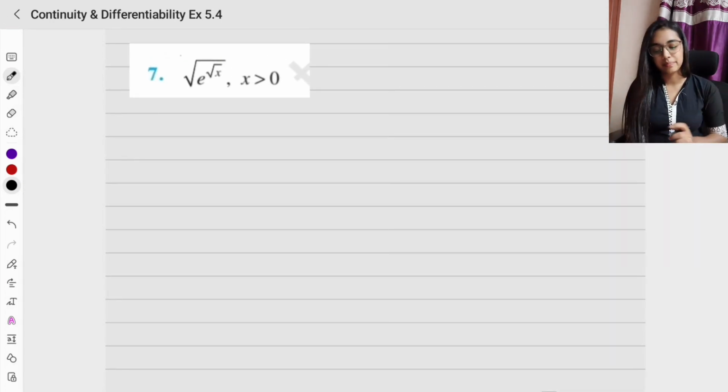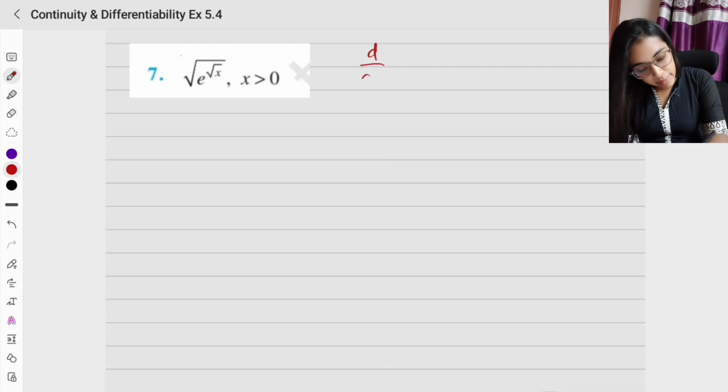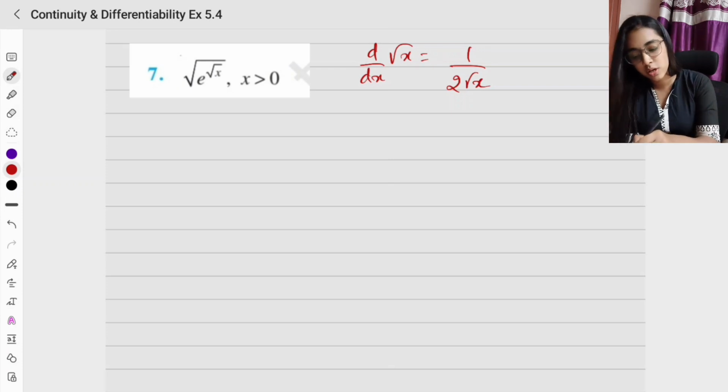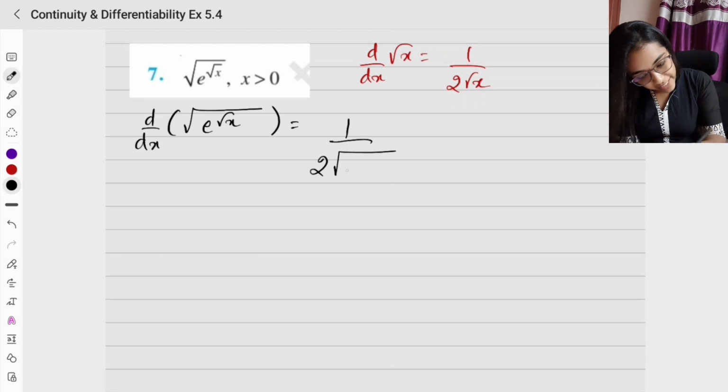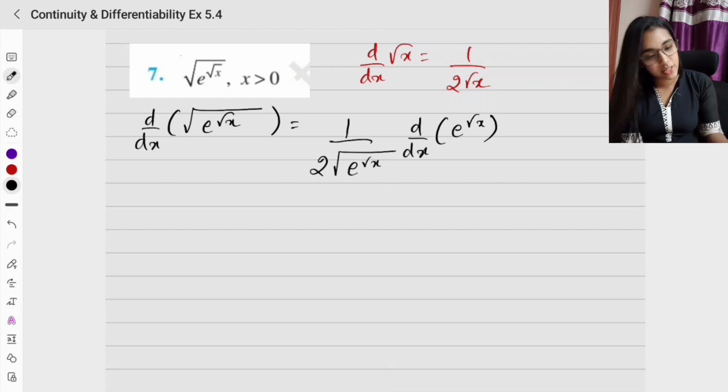Question number 7. இங்க என்ன கொடுத்திருக்கு? d by dx of square root of x is going to be 1 divided by 2 root x. இது தெரியுமா? இதுதான் இங்க யூஸ் பண்ண போறோம். So we have d by dx of square root of e to the root x is going to be 1 divided by 2 root x, what is it? e to the root x. இப்போ d by dx of the function that is inside. So d by dx of e to the root x.